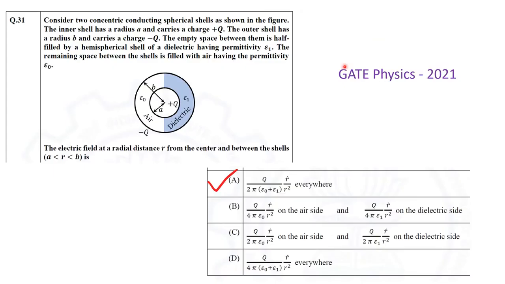So according to our solution, the electric field at a radial distance small r from the center and between the shells, that means in this region, is option A: q by 2 pi times epsilon naught plus epsilon 1 multiplied with 1 by r square along the r cap direction, that is the radial direction, everywhere.